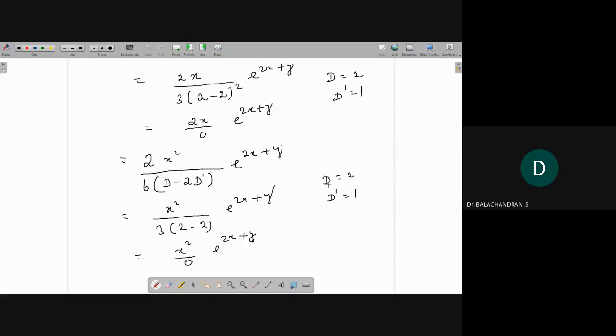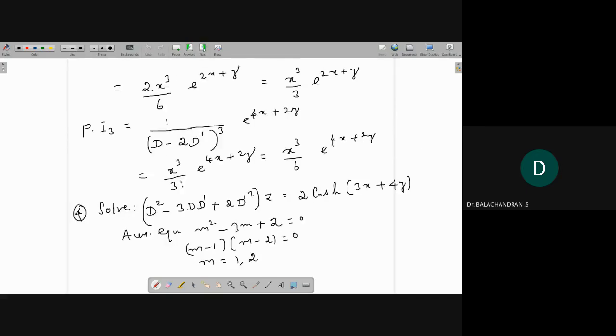Again if you replace d by 2 and d dash by 1, the denominator is 0, and multiply the numerator by x and differentiate the denominator with respect to d. So 2 by 6, you can write this is 1 by 3 into x cube. If you differentiate this, you'll get 1. So e power 2x plus y. Please check it in the next slide. So x cube by 3 into e power 2x plus y. So this is your PI2. If you use that result, you can immediately get this result.